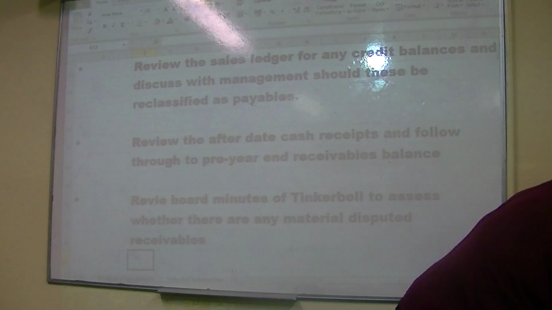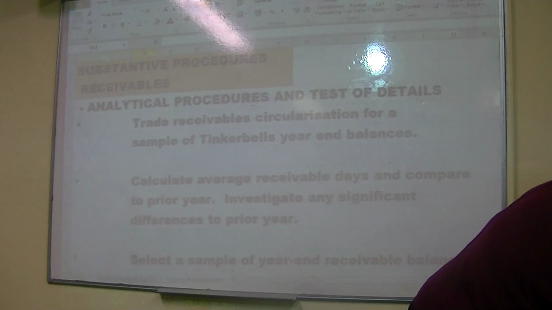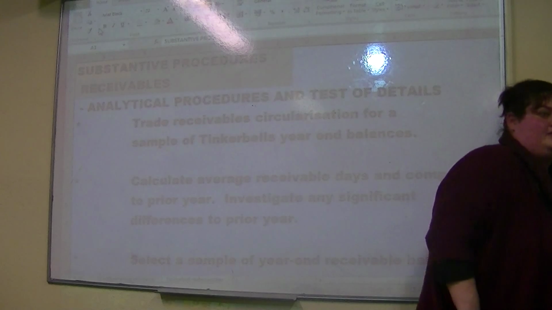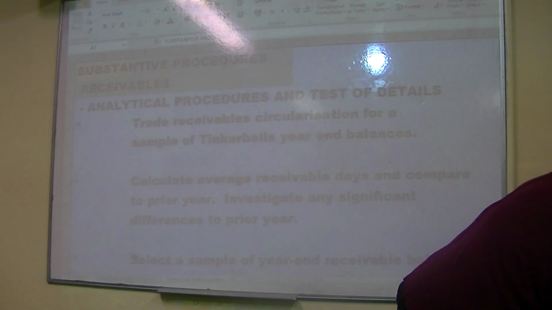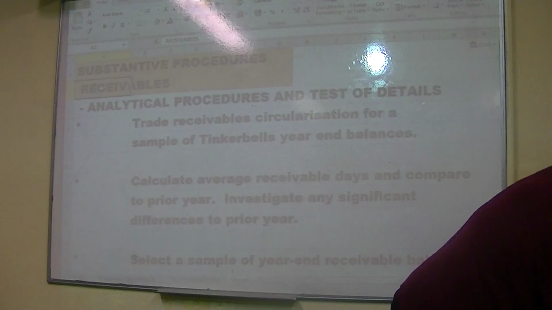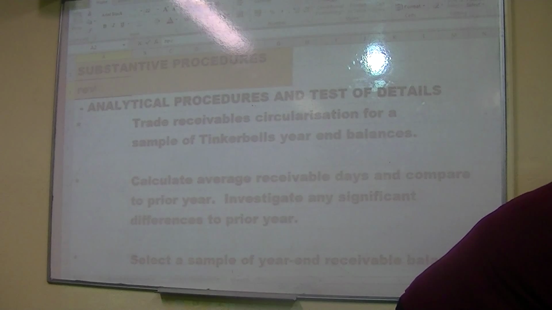Okay, so new one here. It's part D. I'll go back to C, that's about fraud, that's a little bit more interesting there. Okay, so substantive procedures for revenue.